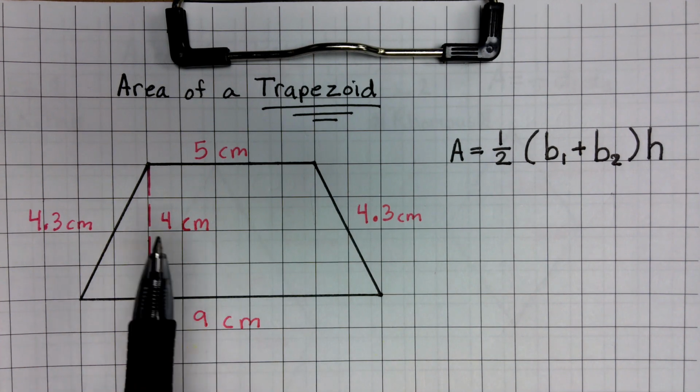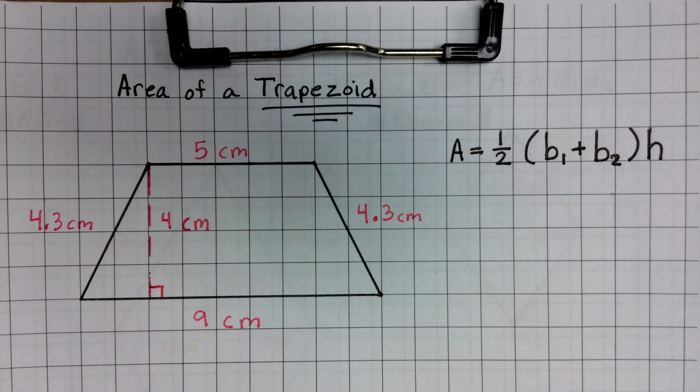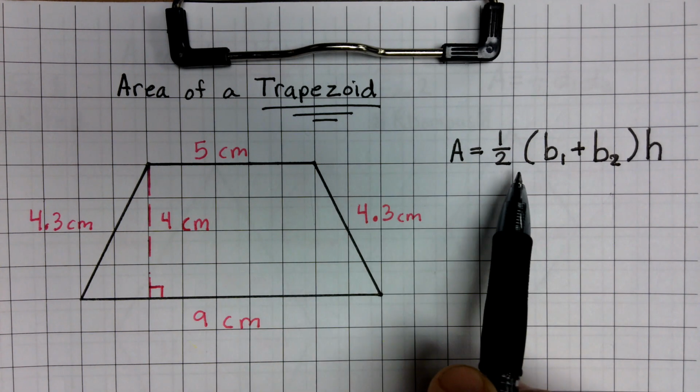In this video, I'm just going to show you how to find the area of a trapezoid. So that's one of the shapes that you're having to deal with in your composite figures. And so let's take a look real quick.